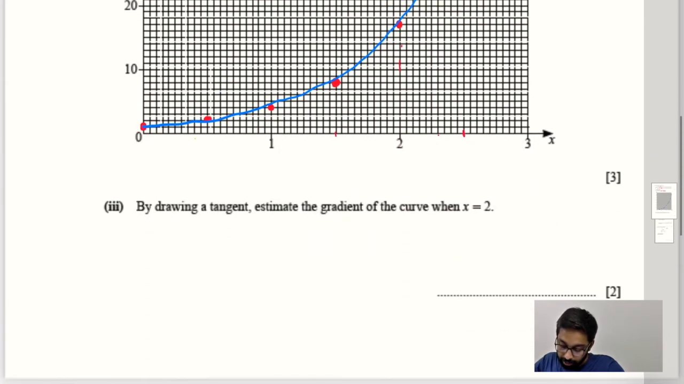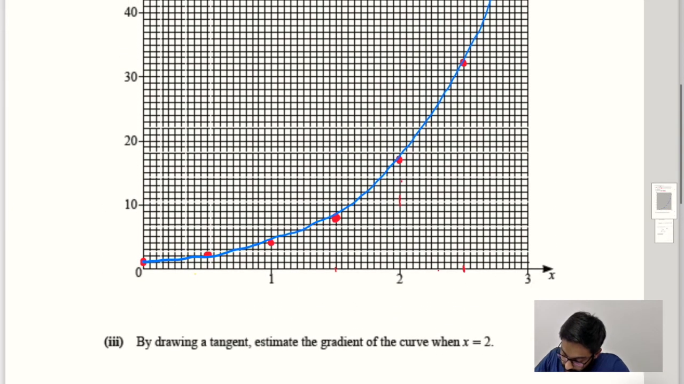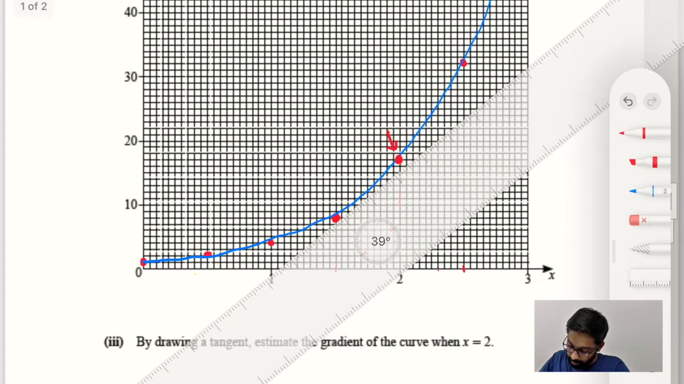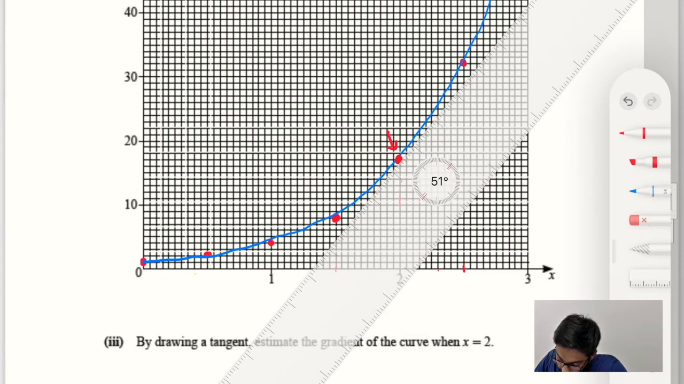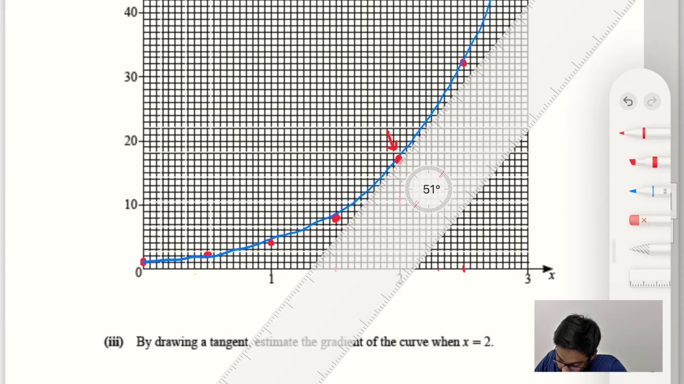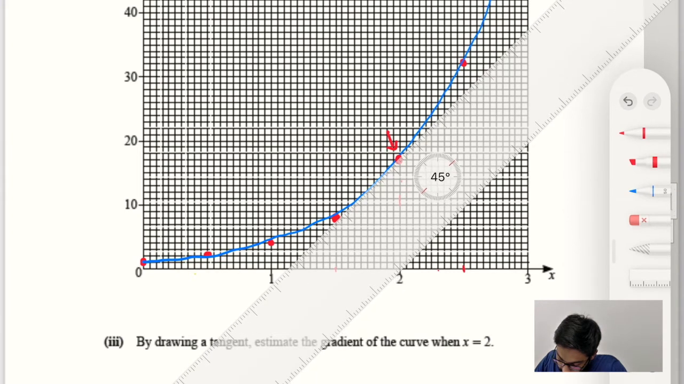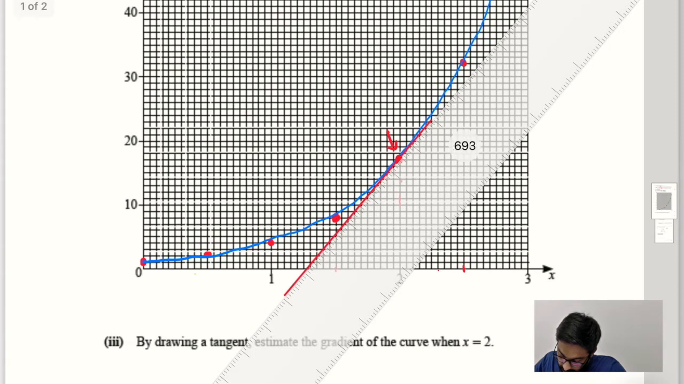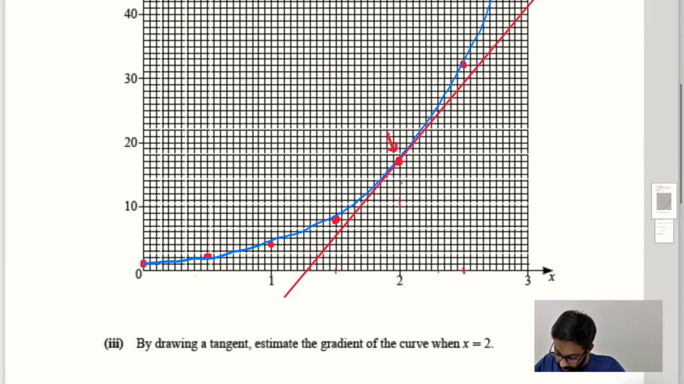By drawing a tangent, estimate the gradient of the curve when x is 2. They've asked you to plot a tangent at this point right here. So we'll do that. We'll take out the scale and we will try to draw a tangent that only touches this point. Let's do that. Okay, one second. Looks better. So I draw a tangent that goes through this point and cuts the graph at x equals 2.